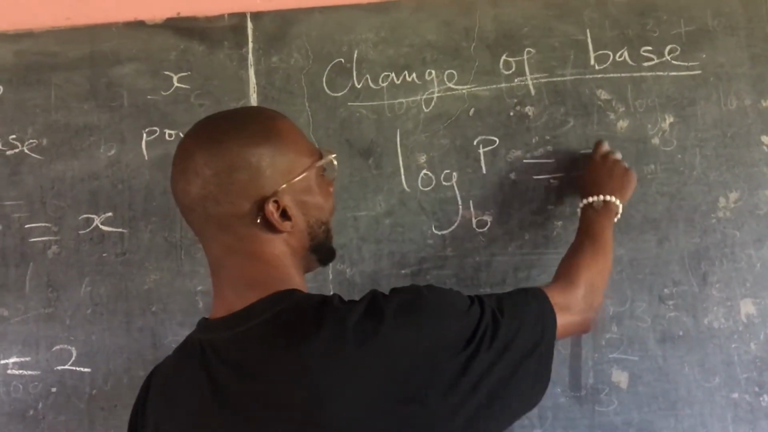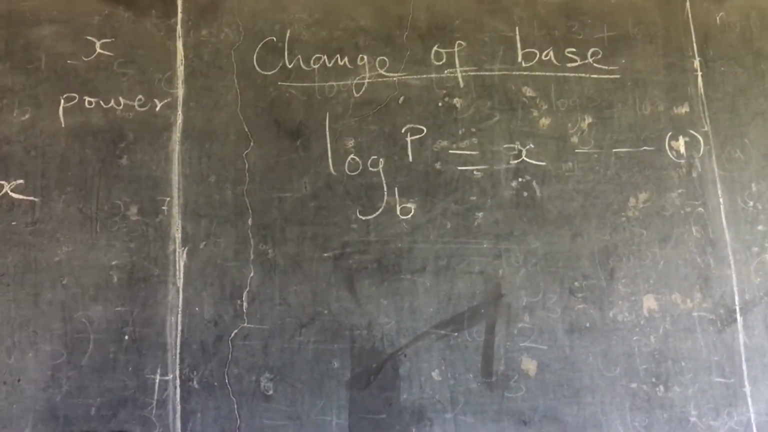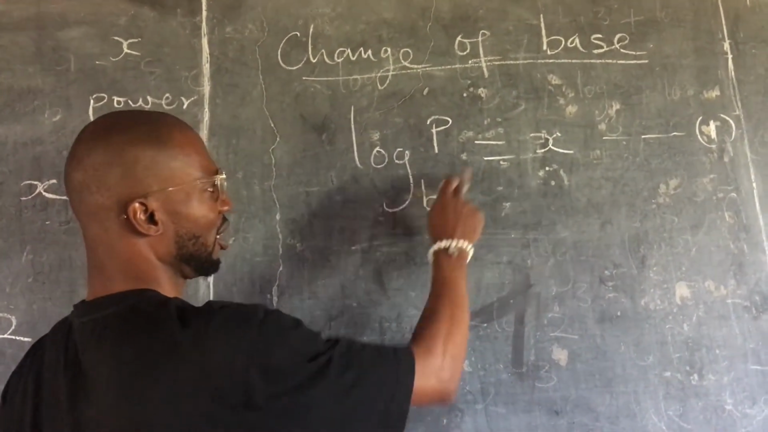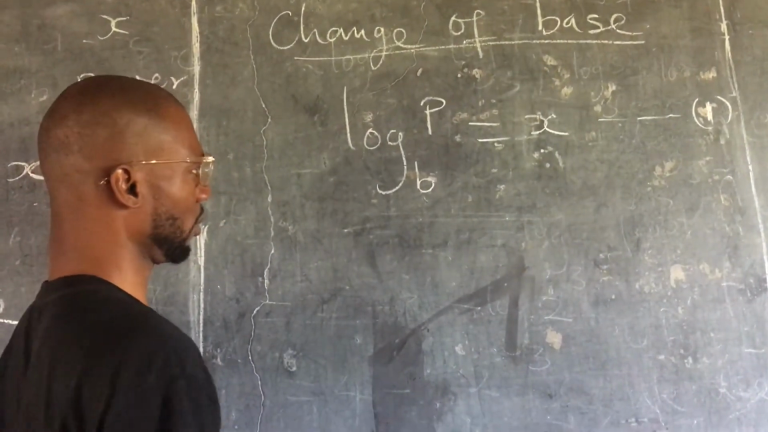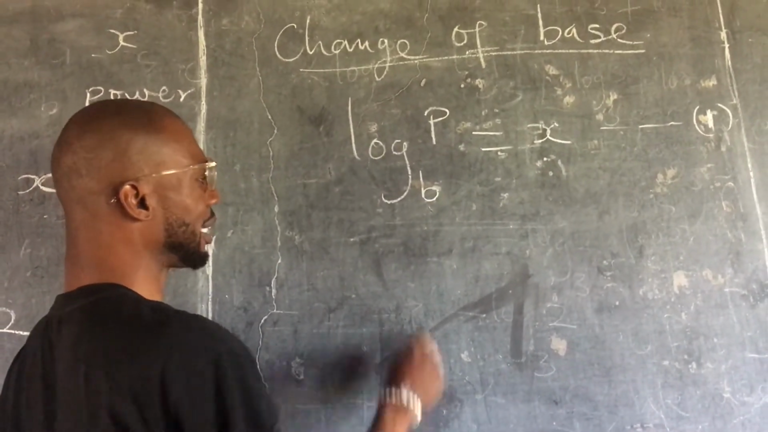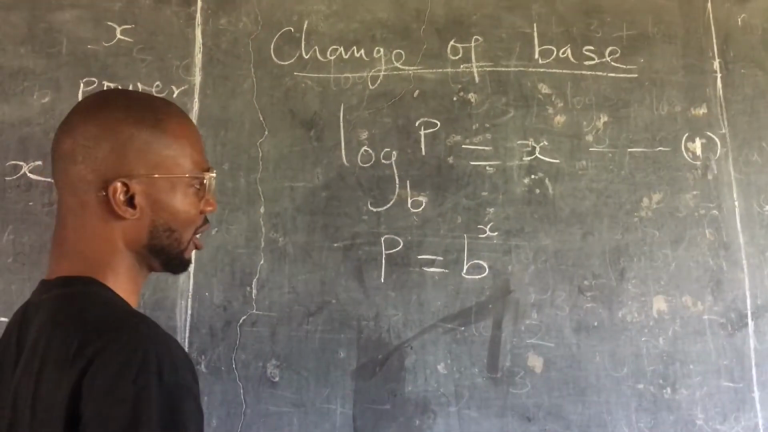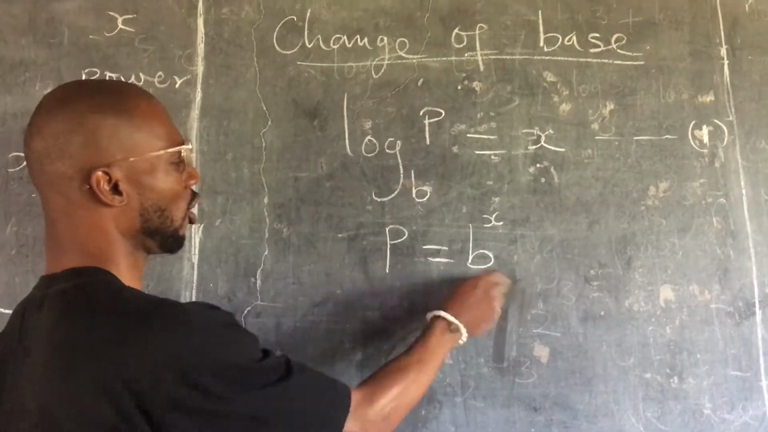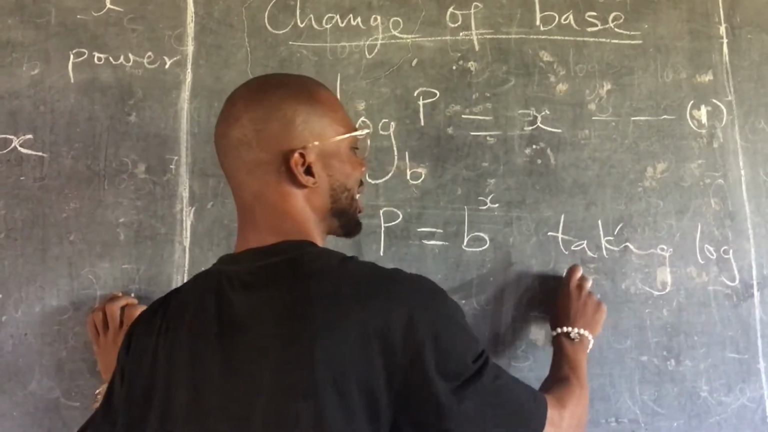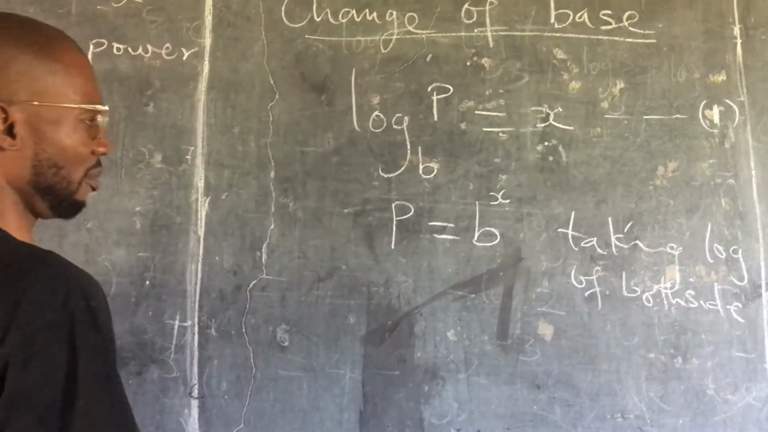Let me call this one x. I will call this equation 1. From our definition of log, the log of a number p to some base b is equal to x. Now, it means our p equals b raised to the power x. If this is so, let me take the log of both sides.